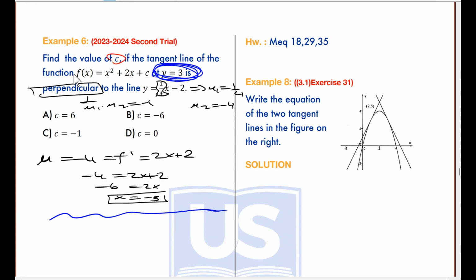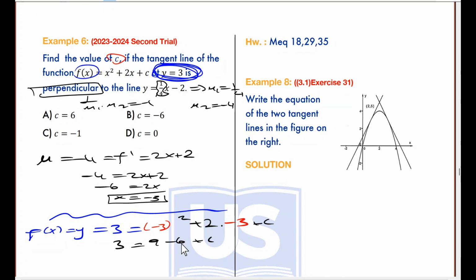So y, f of x, which is equal to 3, equals x squared, which is negative 3 squared, plus 2 times x, which is negative 3, plus c. So 3 equals negative 3 squared, which is 9, 2 times negative 3 is negative 6, plus c. 9 minus 6 is 3. 3 equals 3 plus c. 3 to the other side. 0 equals c. See? This is not as difficult as it seems.